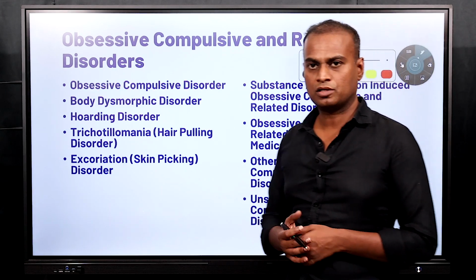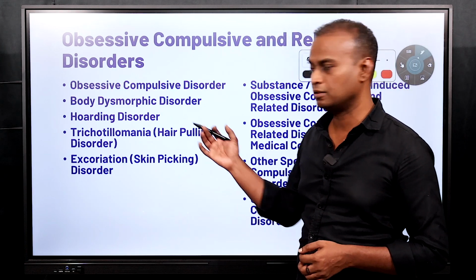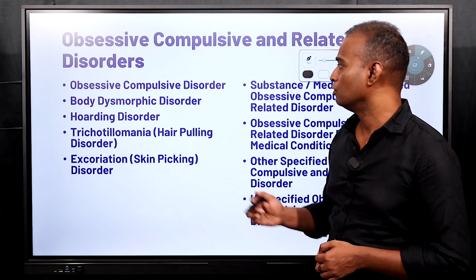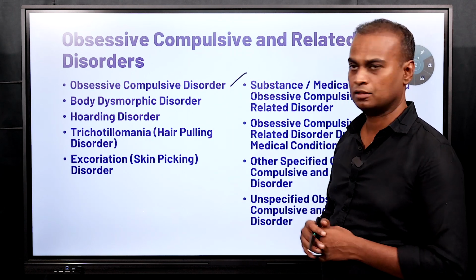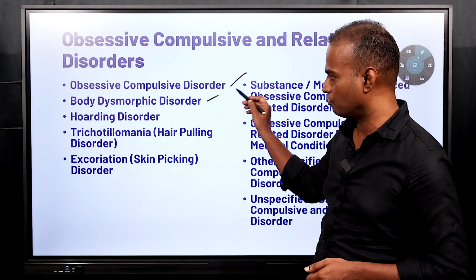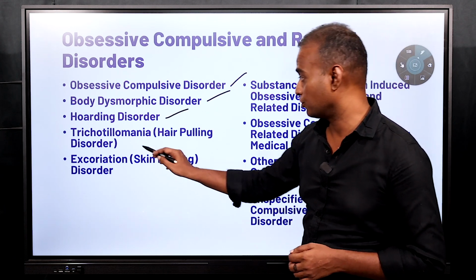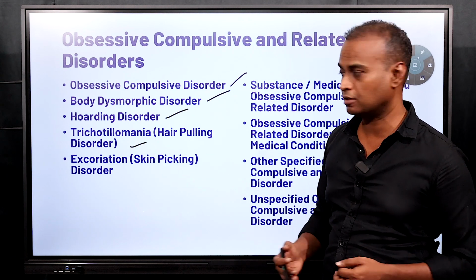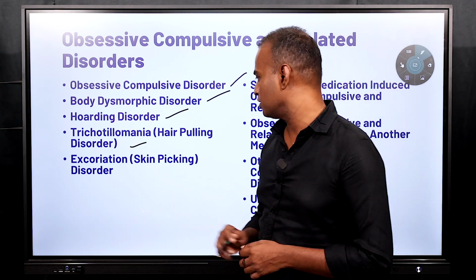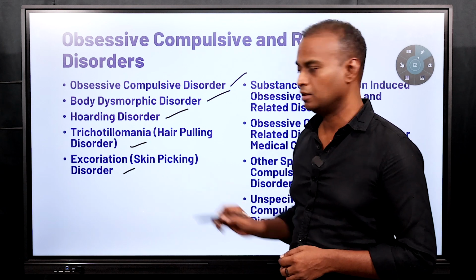There are various obsessive compulsive and related disorders included in this chapter, that is chapter 6. First one is obsessive compulsive disorder. Second one is body dysmorphic disorder. Third one is hoarding disorder. Fourth one is trichotillomania or hair pulling disorder. Fifth one is excoriation disorder or skin picking disorder.